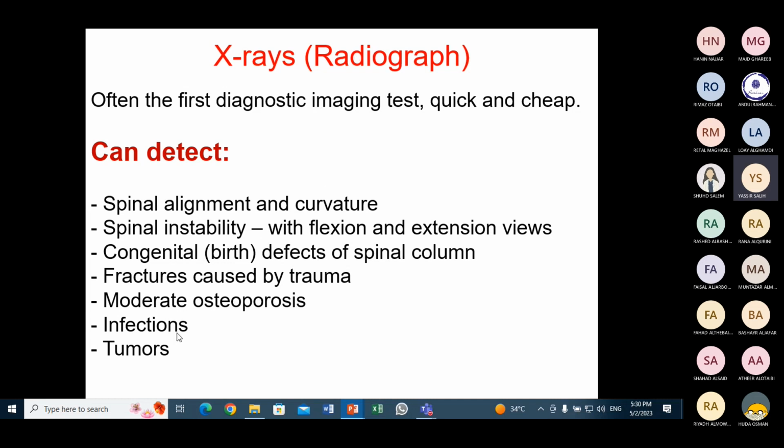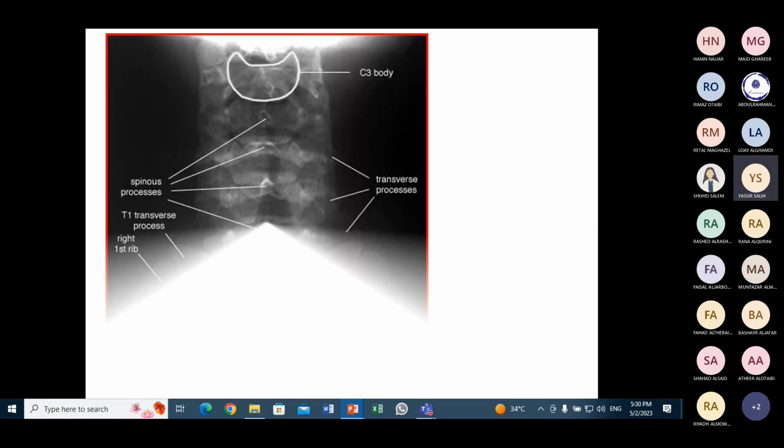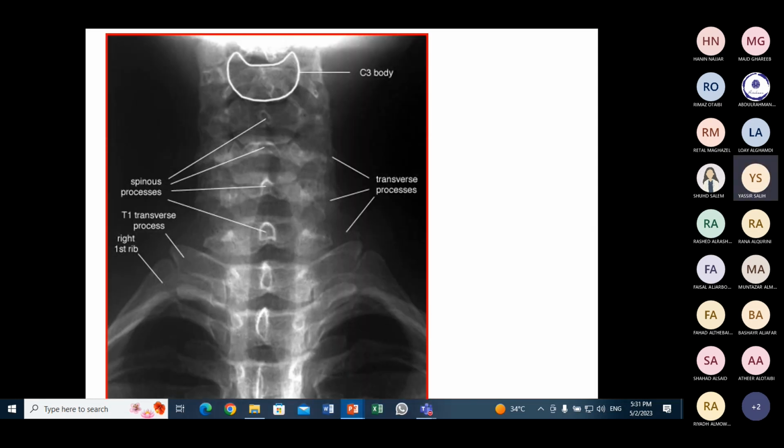Spine infection in the disc or the vertebral body or any part of the spine can be assessed by plain X-ray. There are specific radiological features for the infection. Tumor in the bone or the spine also can be assessed by plain X-ray. And we are going to talk about the different regions of the spine.